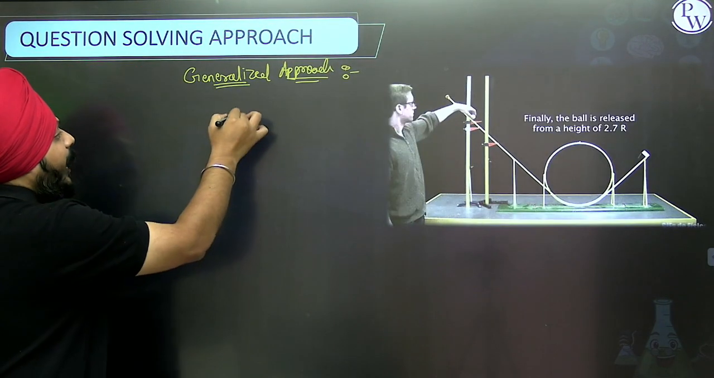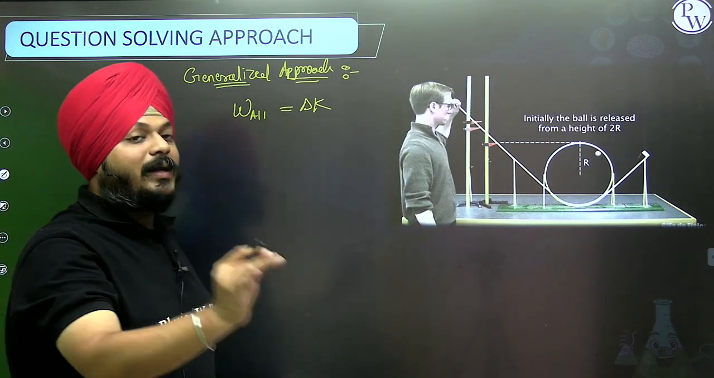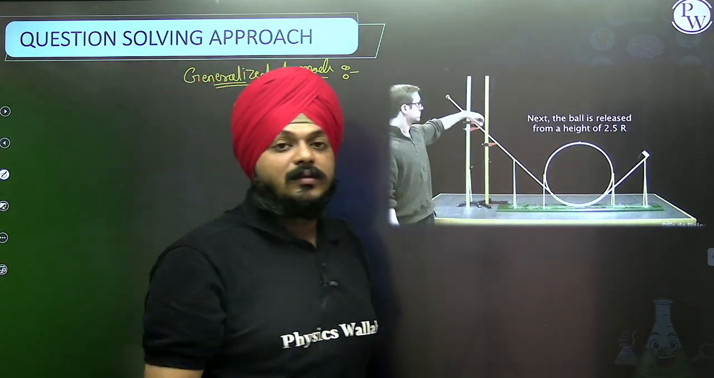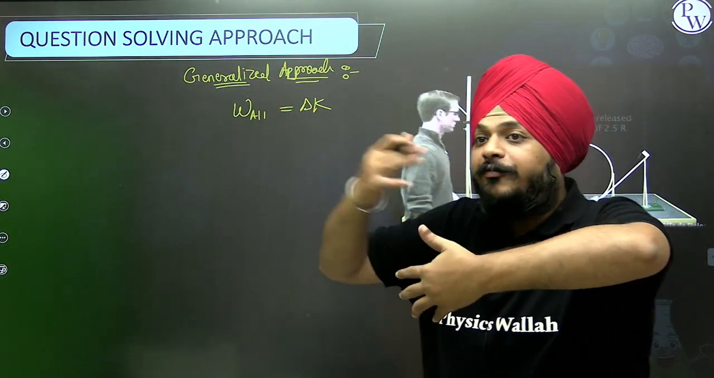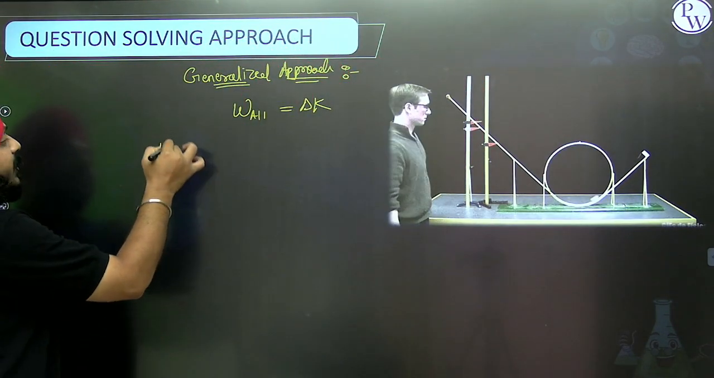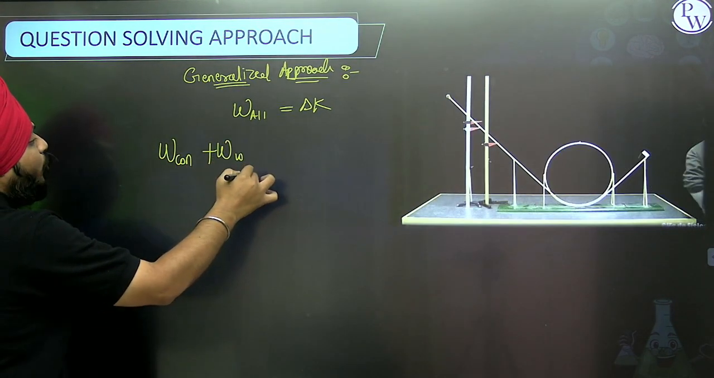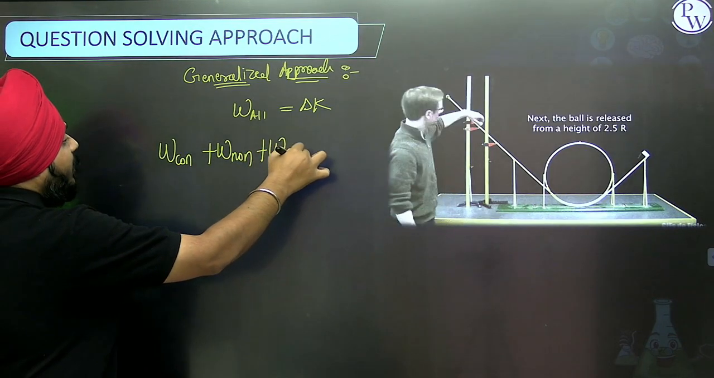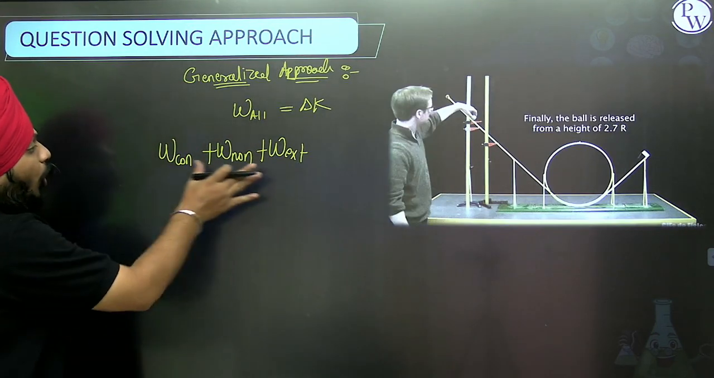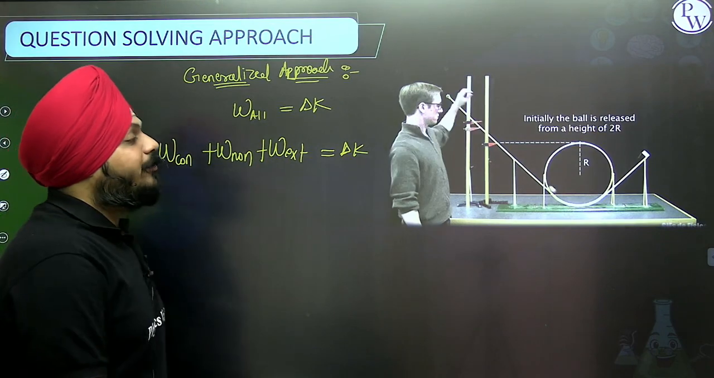Right now I'm not moving on to the positive or negative signs. I'm just saying that the work done by all the forces is equivalent to the change in kinetic energy of the object. How many types of forces can do work? Conservative forces, non-conservative forces, and external agents or external forces can do work. The resultant of all three will make the change in the kinetic energy of the object.